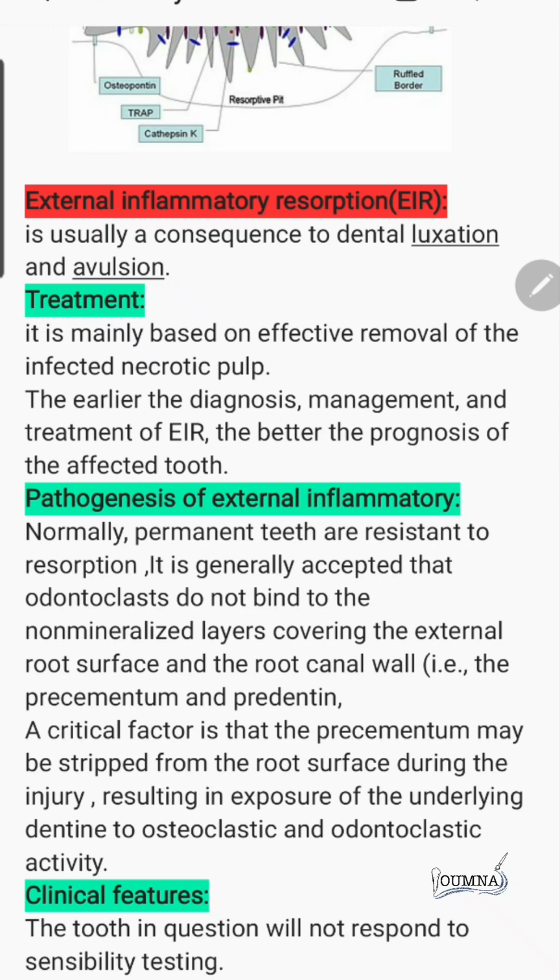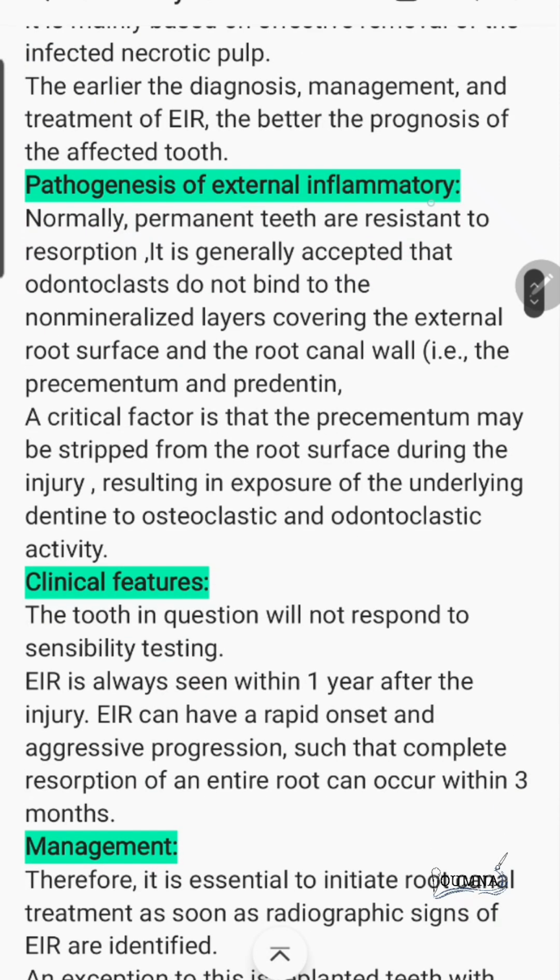What is the pathogenesis of external inflammatory resorption? Normally, permanent teeth are resistant to resorption. It is generally accepted that odontoclasts do not bind to the non-mineralized layers covering the external root surface and the root canal wall, which means the pre-cementum and the pre-dentine. A critical factor is that the pre-cementum may be stripped from the root surface during injury, resulting in exposure of the underlying dentin to osteoclastic and odontoclastic activity.